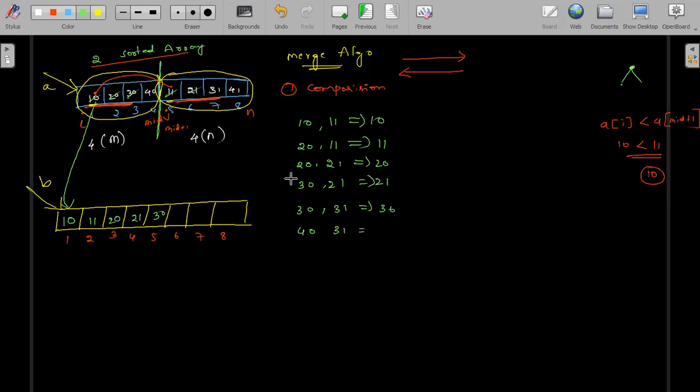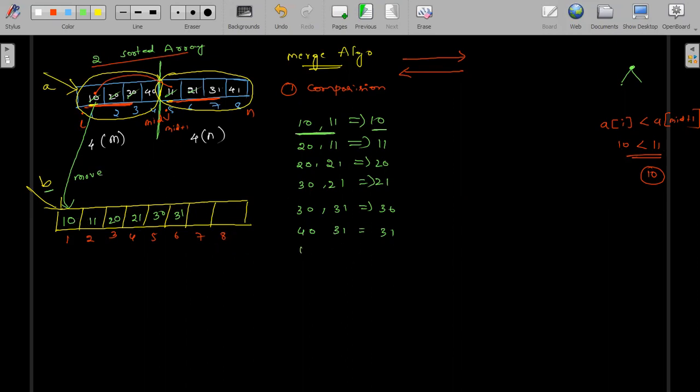What is the value you are going to get? 31. Put it here. Nothing but what? I am doing comparison here. Again, moving this element to this particular array, that is called B. Nothing but move, a move also I am doing here. Okay, I am comparing here. Again, moving that element into another array, nothing but B array. Okay, that is what exactly I am doing here.